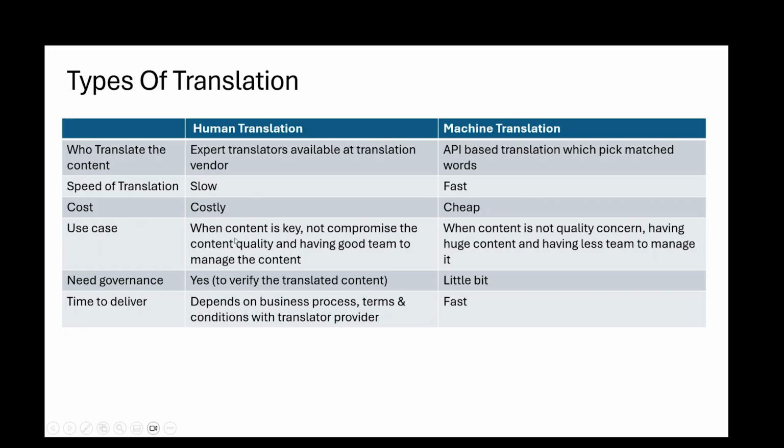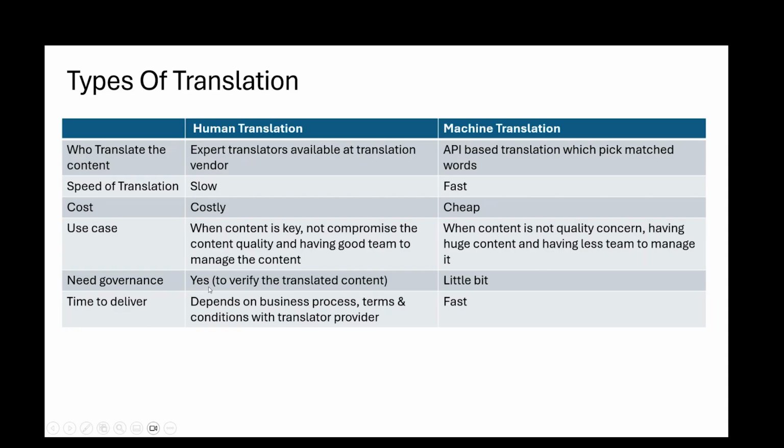Some use cases that we need to consider: when your content is primary and you do not want to compromise on quality, and you also have a very good team to manage the content after getting the translated content, so you can review it, edit it, send it back, approve it, or do multiple operations, human translation is for you. However, with machine translation, if you do not have a big team or the content is not that much of a primary concern for us, in that case machine translation will be helpful.